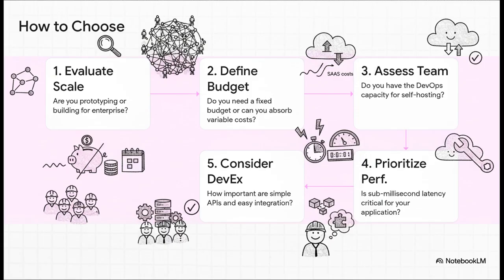2, budget. Can your business handle a bill that changes every month? Or do you need that predictable fixed cost of a self-hosted solution? 3, your team. And be really honest with yourself on this one. Do you have the DevOps people to manage your own infrastructure? If the answer is no, then a managed service is your friend. And finally, your product needs. How important is sub-millisecond speed? How much do you value a simple API that's easy to work with? Answering these questions will point you in the right direction.